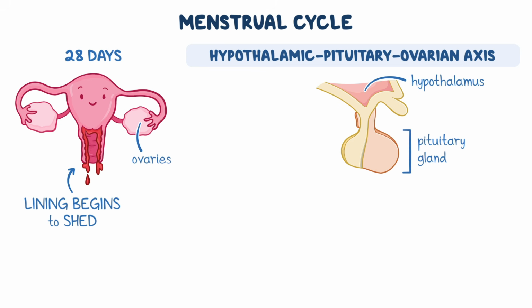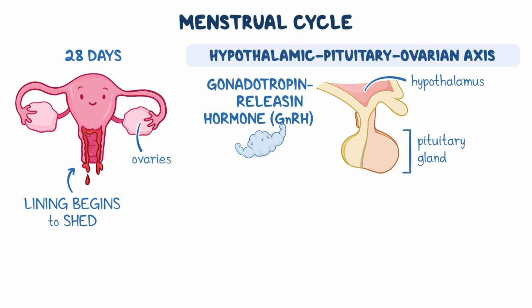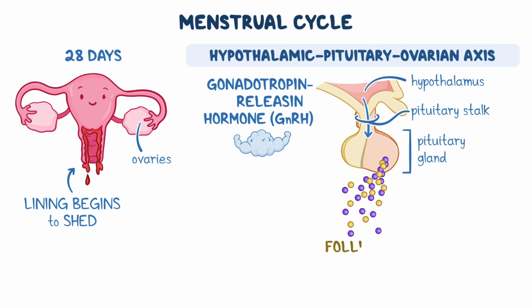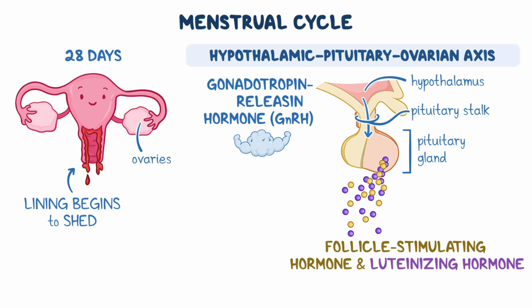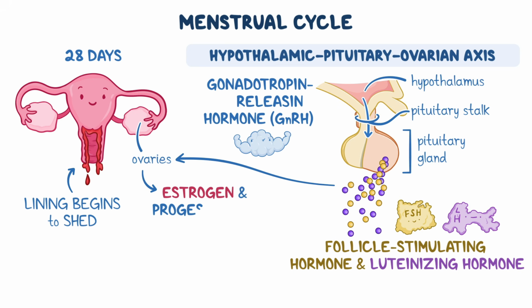First, the hypothalamus releases gonadotropin-releasing hormone, or GnRH, which travels through the blood vessels of the pituitary stalk to reach the pituitary gland. Here, GnRH signals the pituitary gland to release follicle-stimulating hormone, or FSH, and luteinizing hormone, or LH. Next, FSH and LH travel through the bloodstream to the ovaries, where they regulate the release of estrogen and progesterone, which are crucial for maintaining normal menstrual cycles.